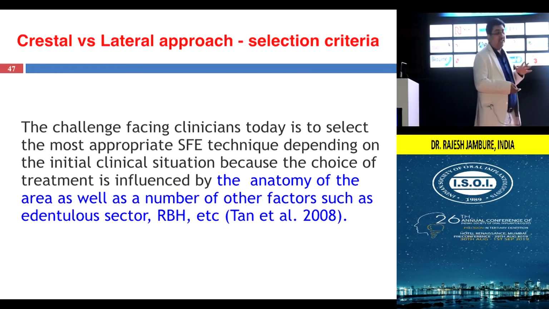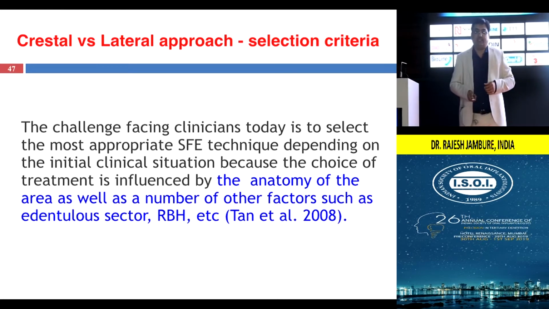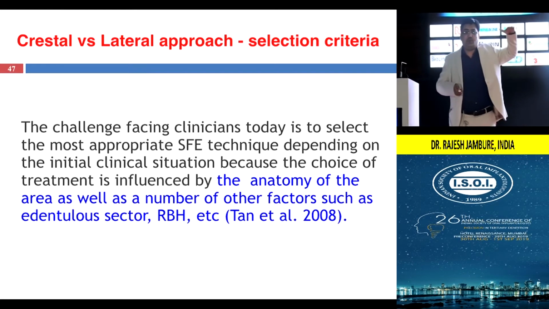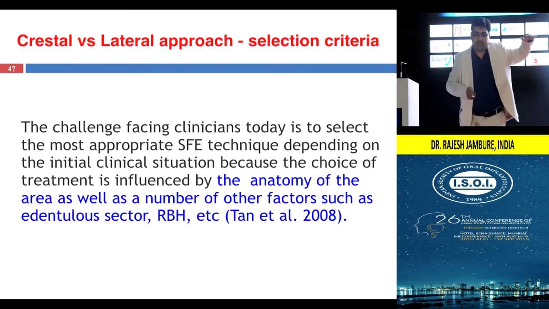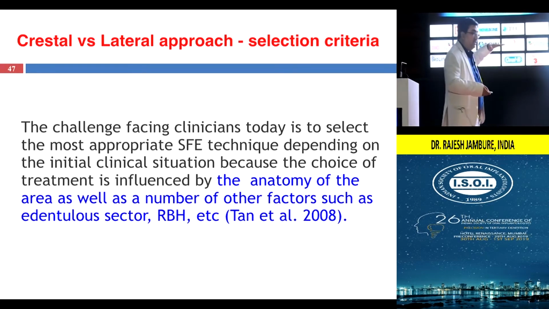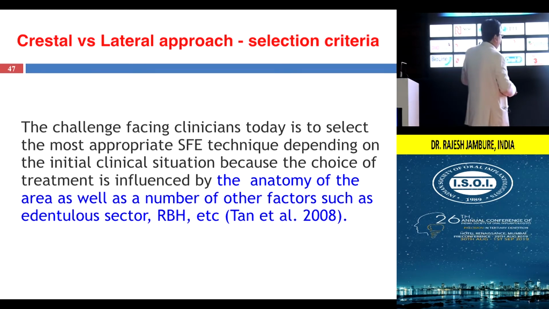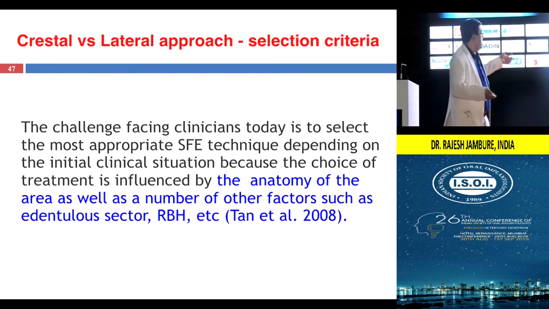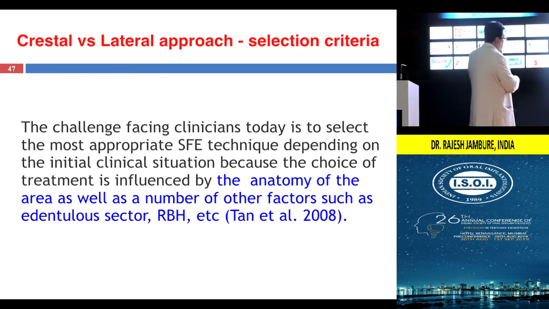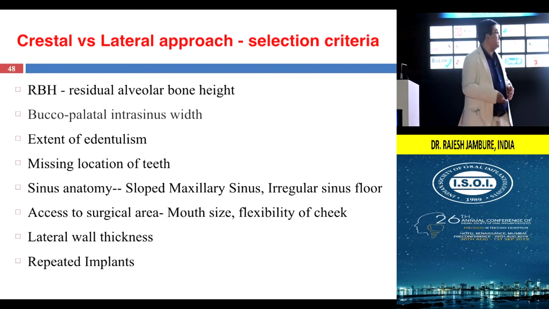And now in the selection criteria, we have seen where RBH was the only guideline in the past. Now we can come to some other guidelines or other factors which are again to be taken into consideration while selecting Crestal versus lateral approach. Now this can be the edentulous span, the width of the sinuses, and some other factors.